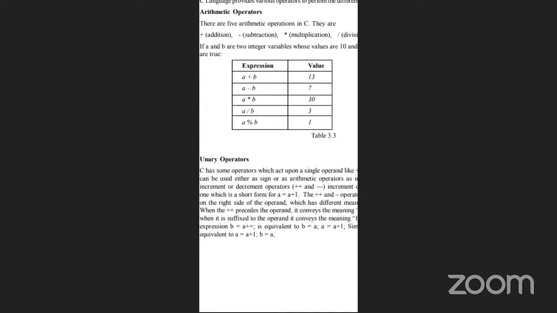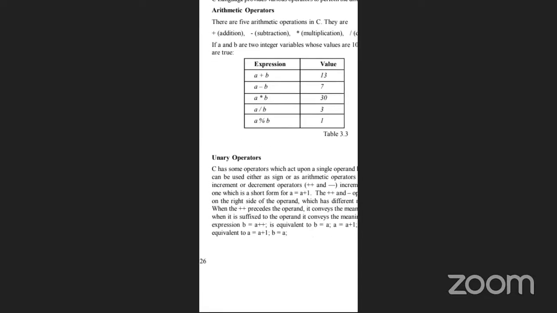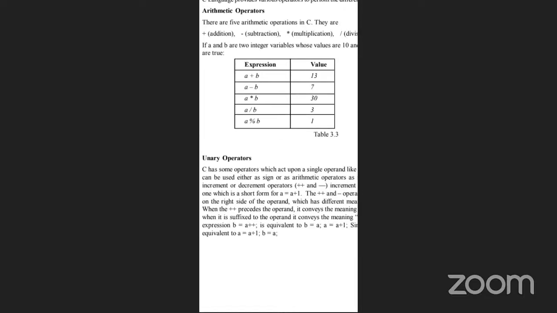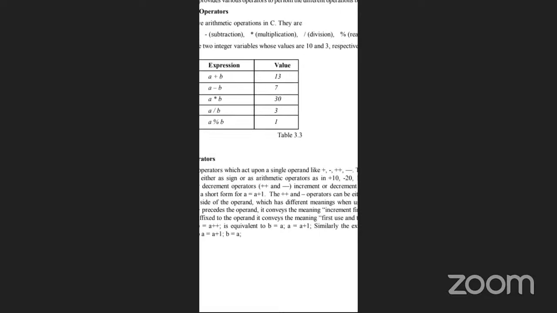So increment or decrement operators are plus plus and minus minus. They increment or decrement the current value by 1, in short, a equal to a plus 1. The plus plus and minus minus operators can be on the left side or on the right side of the operand, which has a different meaning when used in an expression.